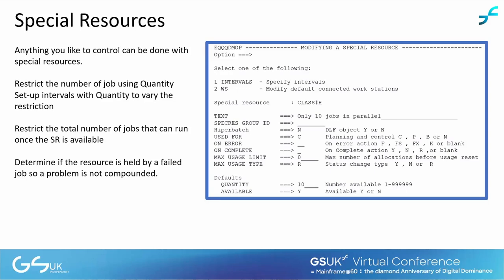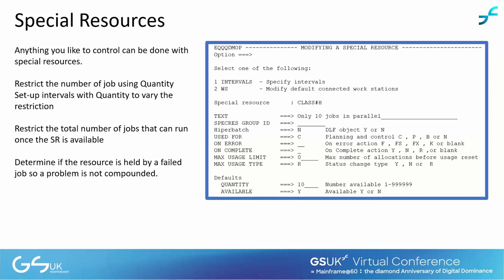So to avoid that, only have it on control if it's possible that by default the special resource could be unavailable. You can say what should happen to the resource on error. There'll normally be a setting that you've created for your default action, but you can say if the job ends in error, you can free the resource so other jobs can use it. You can free it if it was shared. You can free it if it was exclusive, or you can keep it.